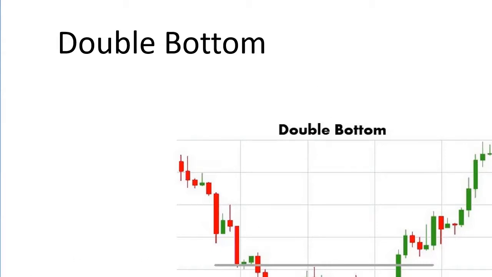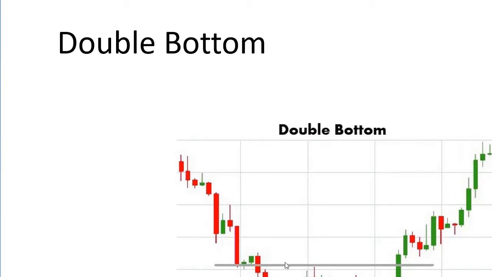Double bottoms happen pretty frequently, so you'll see these throughout a lot of stocks that have volume, but they also do occur pretty quickly, and depending on the chart time frame you're looking at, it just depends on what you're looking for. But yeah, that's the double bottom.